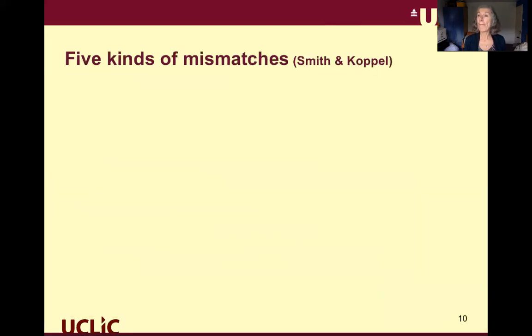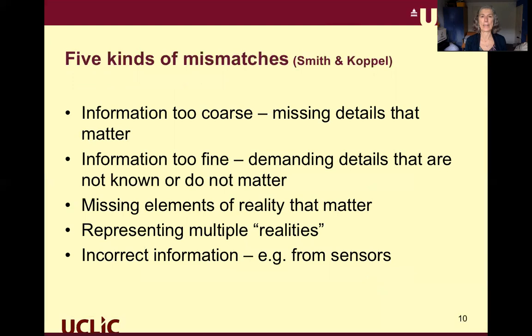Smith and Koppel talk about 5 different kinds of mismatches between the reality and the mental models as mediated by technology. The first is that the information is too coarse, that the technology doesn't communicate all the necessary information. And we might say that the example of the ECG monitor was doing that. It was missing details that matter about whether or not the heart was actually beating, because of course that's not what an ECG monitor is designed to do.